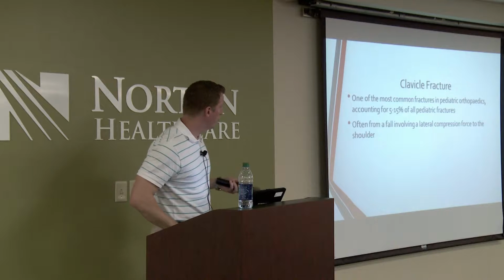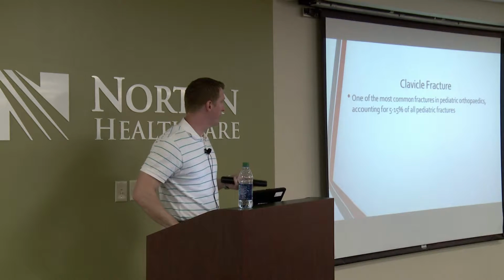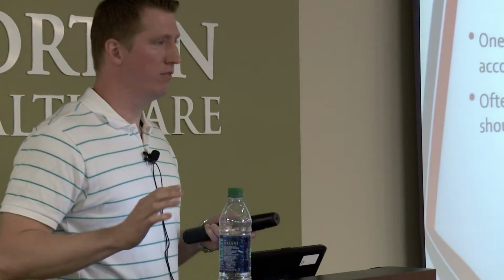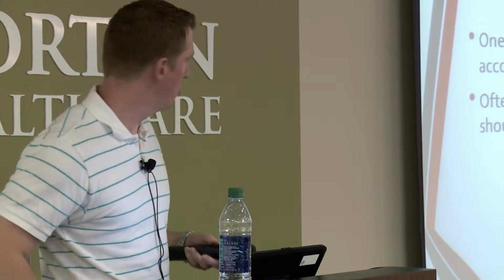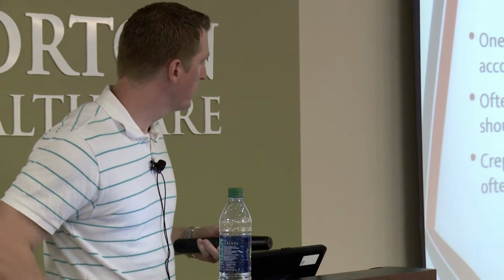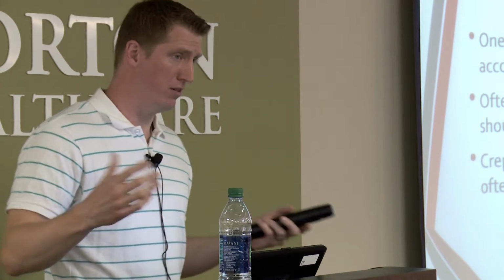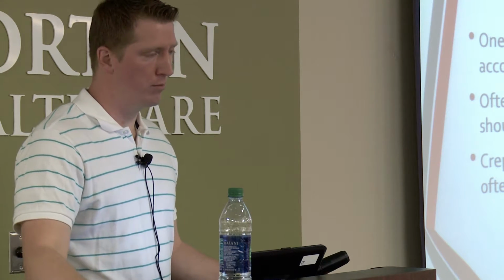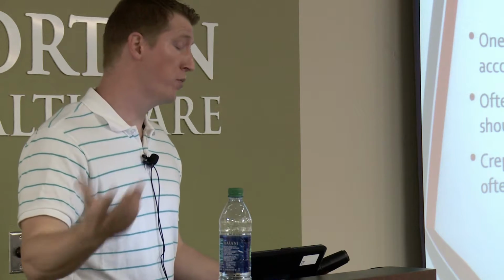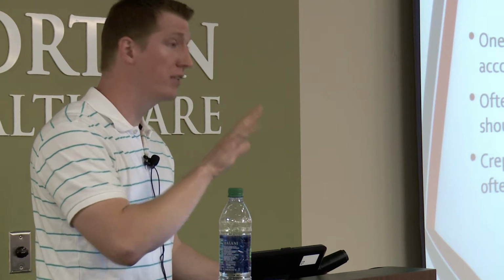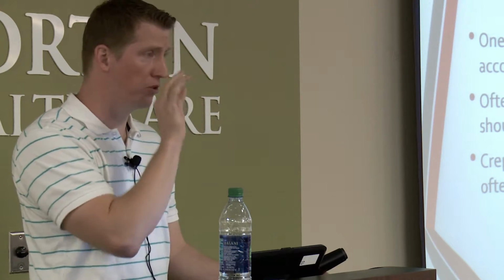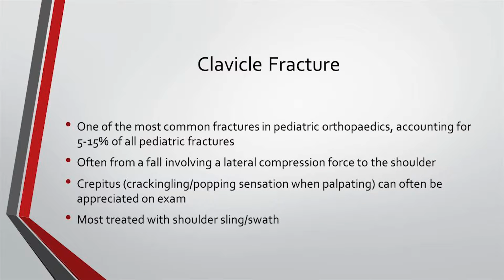So clavicle fracture is one of the most common fractures in pediatric orthopedics, about 5 to 15% of all pediatric fractures, and that's a very large number. Typically it involves a fall directly onto the outside of the shoulder, a compressive force. As most of you, I assume, do not have an x-ray machine on site, besides the child not moving their arm, besides the child not having a gross deformity of the clavicle, by gently palpating over the injury site, if you feel a popping or a little crackling sensation, that is termed crepitus and can be an indication of a fracture.